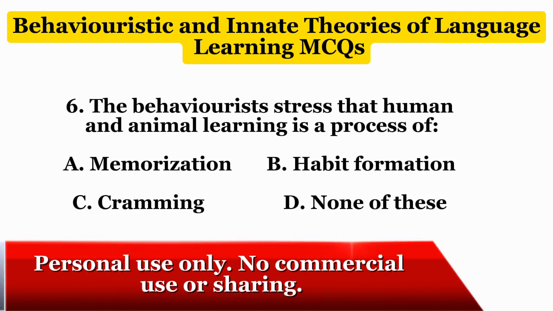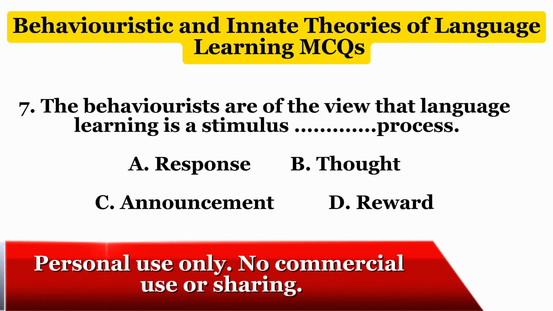The behaviorist stressed that human and animal learning is a process of memorization, habit formation, cramming, none of these. Right option is B. The behaviorist stressed that human and animal learning is a process of habit formation. The behaviorists are of the view that language learning is a stimulus response process, thought process, announcement process, reward process. Right option is A. The behaviorists are of the view that language learning is a stimulus response process.